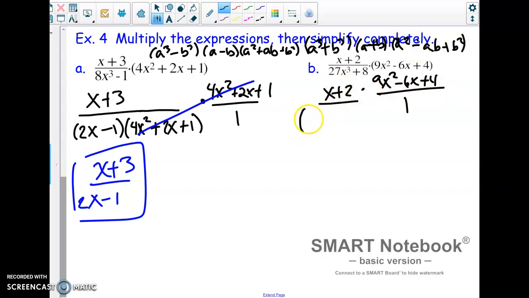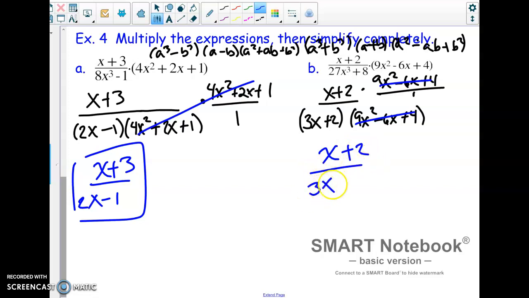The cube root of 27 is 3x plus 2, and then times, that one over a little bit. So 3 squared is 9x squared. 3x times 2 would be negative 6x plus 4. Again, this would be over 1. So as you can see, I have the same thing in the numerator and in the denominator. They can cancel. And I'm just left with x plus 2 over 3x plus 2.